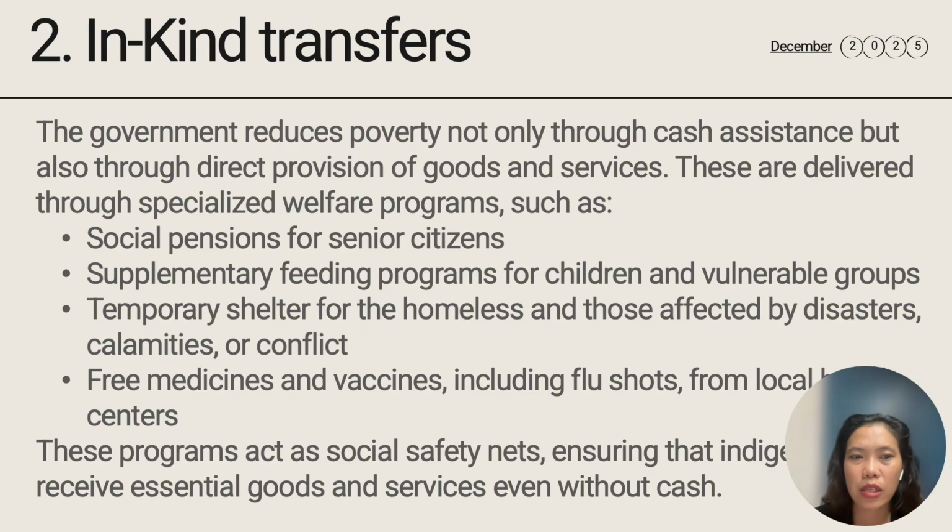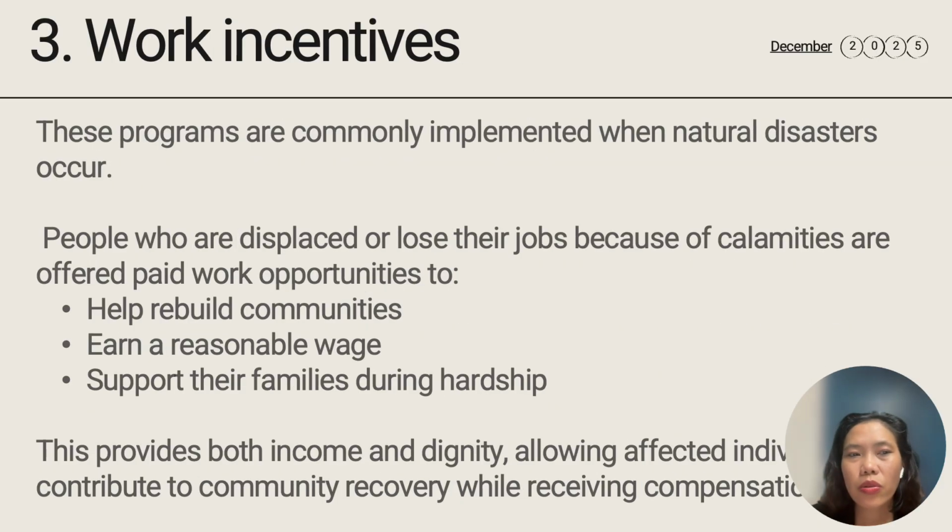So these programs act as social safety nets, ensuring that indigent people receive essential goods and services even without cash. So others also are giving work incentives. So these programs are commonly implemented when national disasters occur. People who are displaced or lose their jobs because of calamities are offered paid work opportunities to rebuild communities, earn reasonable wage, and support family during hardships. So this provides both income and dignity, allowing affected individuals to contribute to community recovery while receiving compensation.